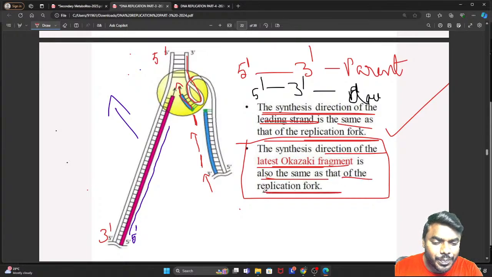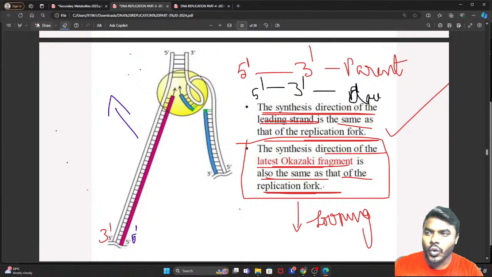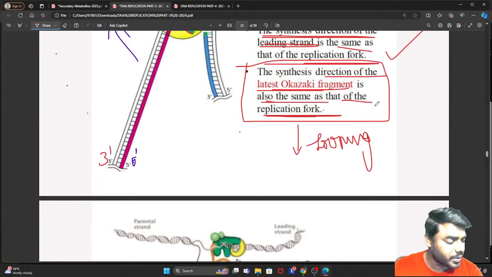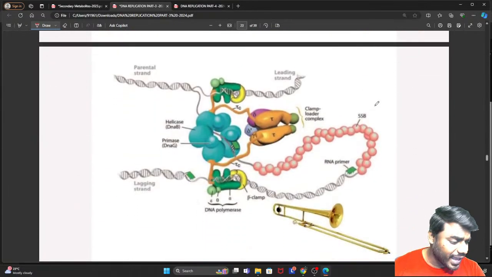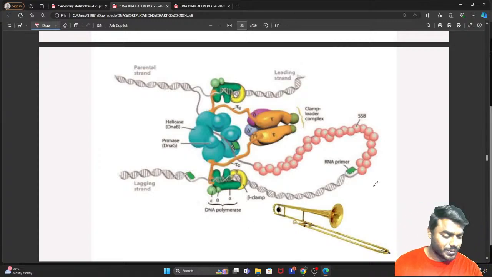As that of the replication fork. This is exclusively possible because of the looping mechanism. So by the looping mechanism, I can conclude to all of you that the new Okazaki fragment also moves towards the replication fork, like however the leading strand is moving. Never ever get confused. This is a unique mechanism that I want you people to understand. In the animation also I'll show you, you get a brilliant idea. Okay, let me show you.